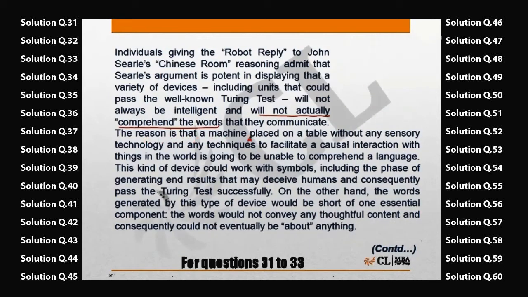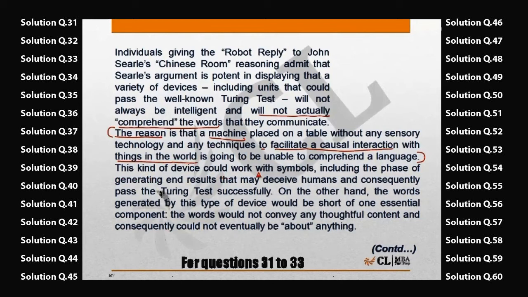The reason is that a machine placed on a table without any sensory technology and any techniques to facilitate a causal interaction with the things in the world is going to be unable to comprehend a language. It is these kinds of sentences which we find difficult to comprehend. But we'll try and understand by bits and pieces of information given here. The reason is that the machine does not have any sensory technology and any technique to facilitate an interaction with the things in the world.